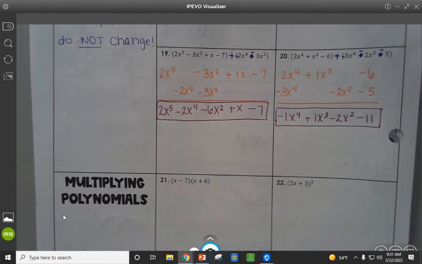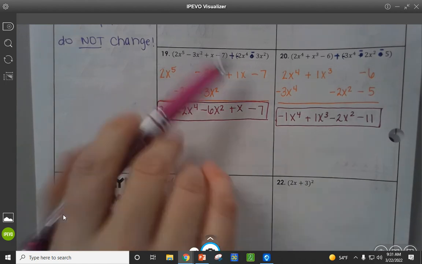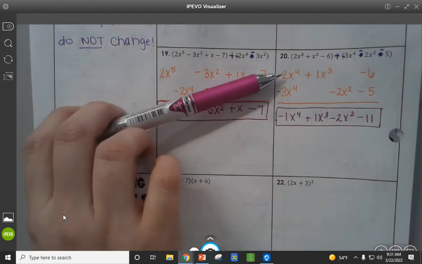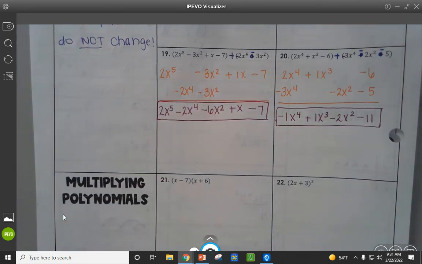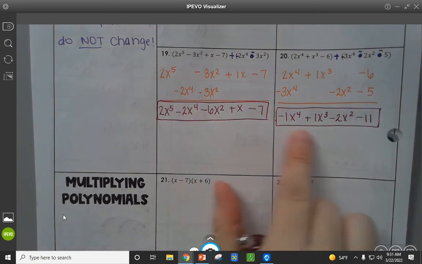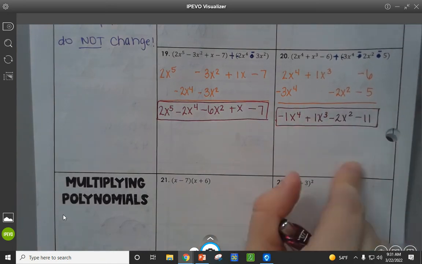Any questions on adding or subtracting? Now, what I show you is stacking. That's not necessary, but most of the time it helps to visualize if you see your like terms on top of each other, and it keeps you from missing something. And it also helps you to put them in the correct order doing that.